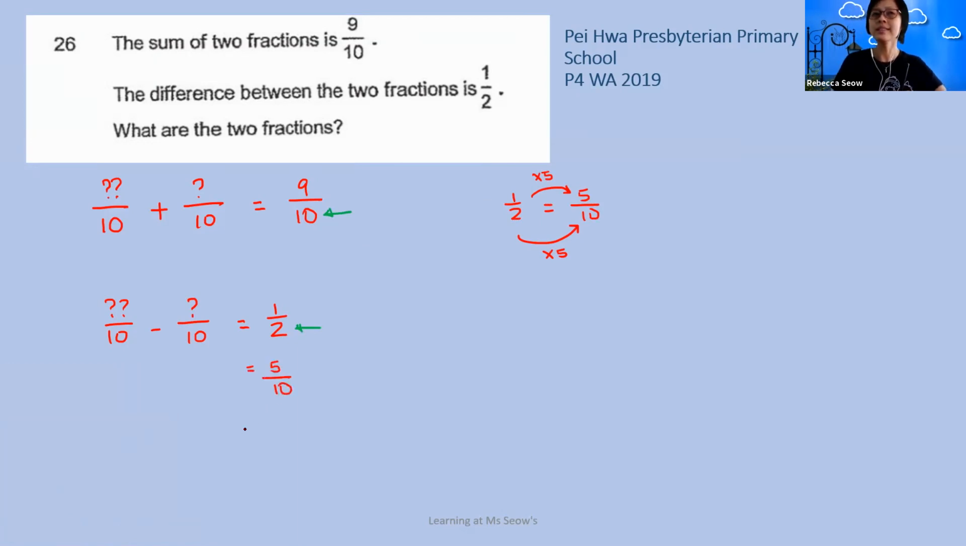Okay, so now let's see what fractions we could come up with such that when one subtracts the other, you get 5 out of 10, and when one adds to the other, you get 9 out of 10. This seems to be a play of number bonds, trying to see whether you are able to list down the various number bonds whereby they add up to be 9 or they subtract to be 5. Okay, so let's take a look at the possible answers.